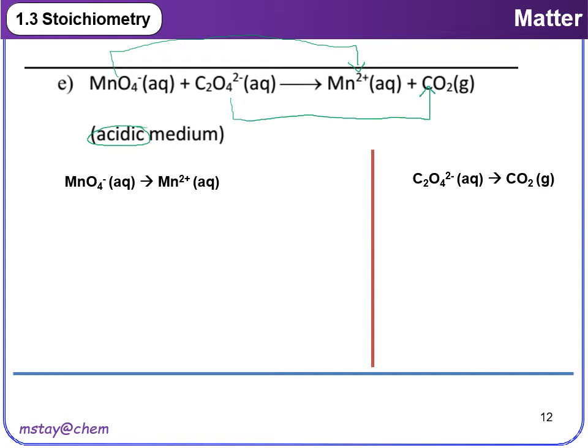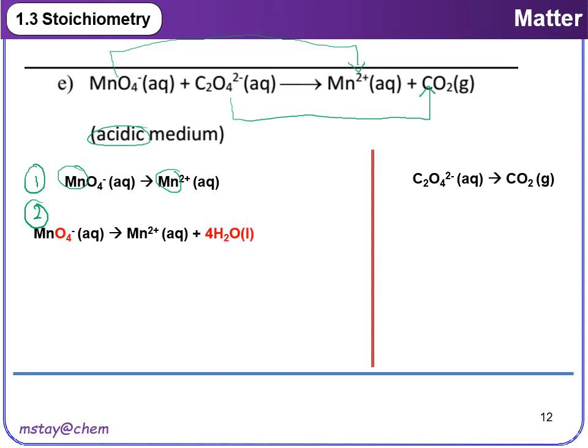In this example, I'm going to finish the first half equation first, and only then follow with the second half equation. After getting the two half equations, next we balance manganese. But because there is 1 here and 1 here also, we can skip step number 2 because they are the same.